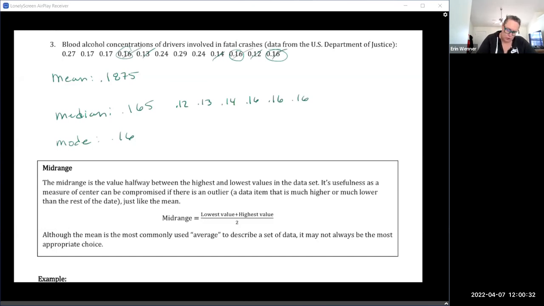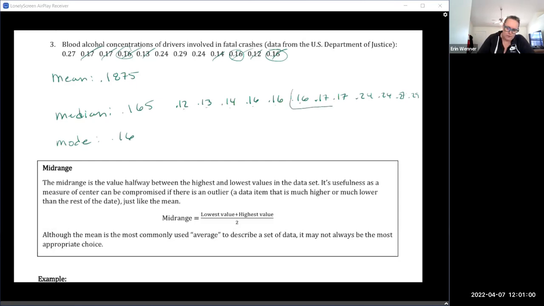And then we've got 2.17s. And then what do we have left? 0.24s, and then a 0.27 and a 0.29, right? So we're looking for, because we have 12 values, we're going to go to the middle. So we're going to go 1, 2, 3, 4, 5, 6.